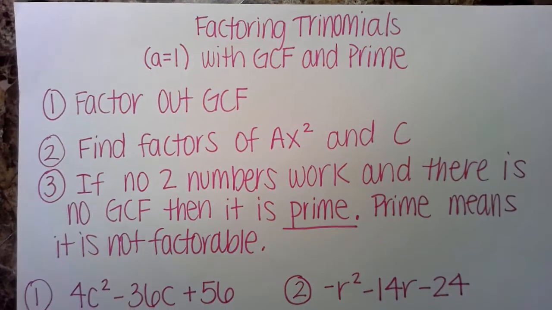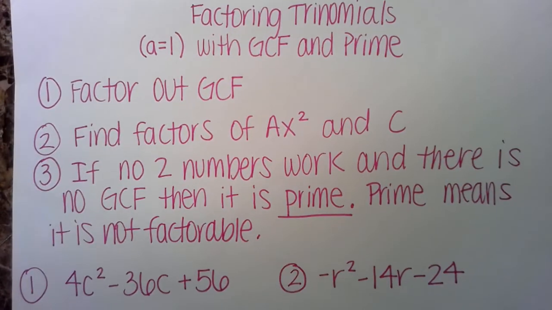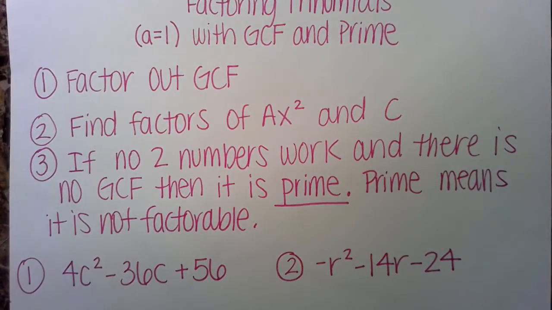So this is factoring trinomials, a equals 1, with now taking out a GCF, and you might see that it's prime. So the first step is we're going to factor out the GCF, or ask ourselves if there is a GCF that we have to factor out. And then what's going to happen is you're going to find the factors of ax squared and c, like we did in our last video. And then number 3 is if there's no two numbers that work, and there is no GCF that is prime, then it is prime. So prime means it's not factorable, so it cannot work.